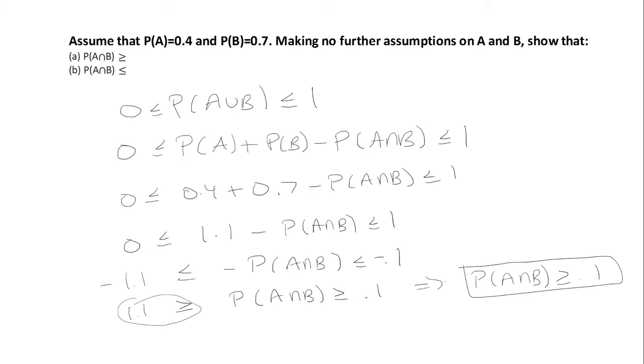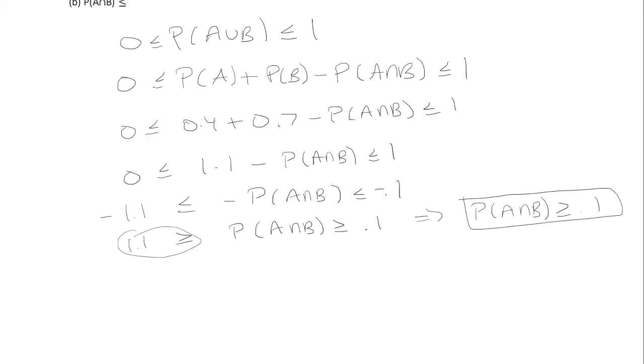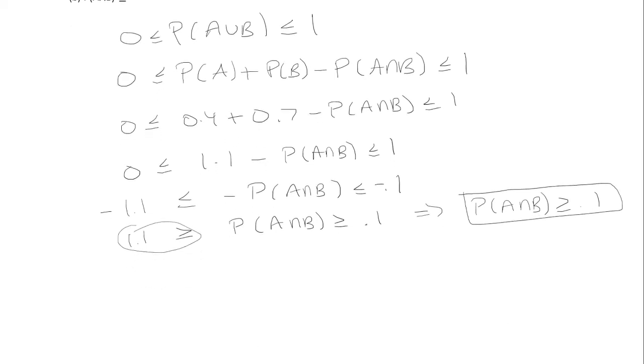Okay, so that's part A. Now for part B, I want to find the other inequality. So I want to find the lower bound, or rather the upper bound. So we're going to start with, again, probability of A union B, and this is greater than or equal to probability of B.